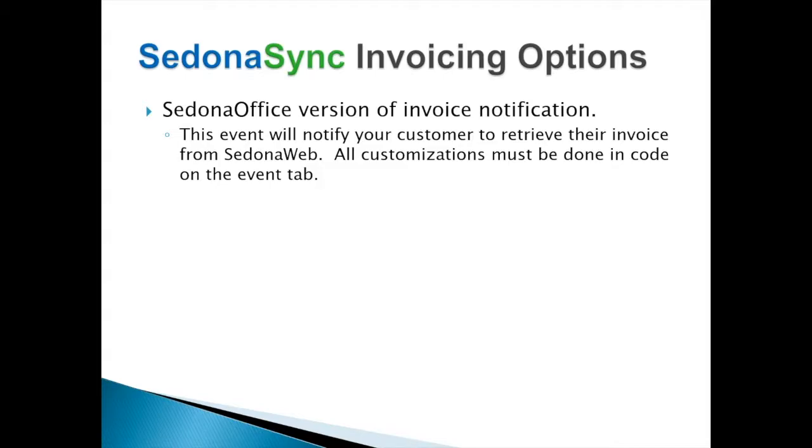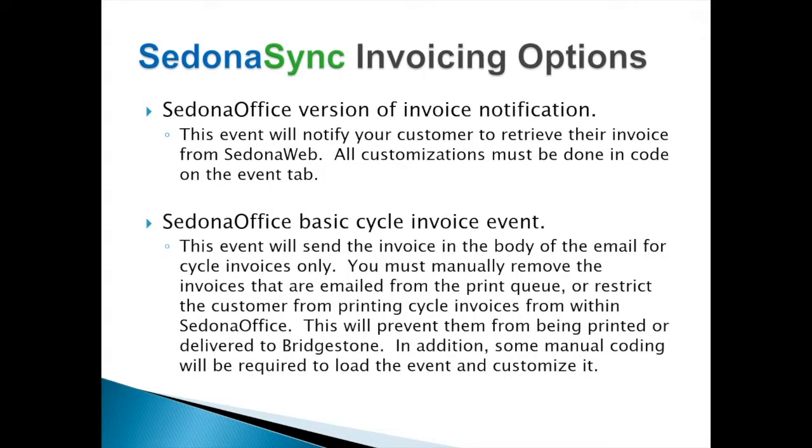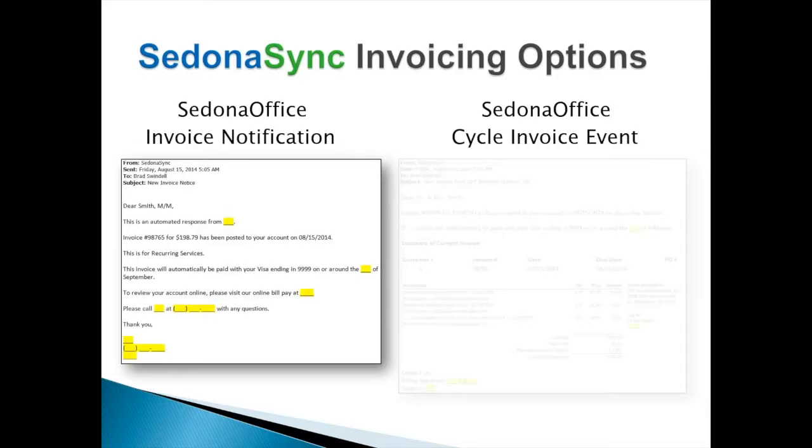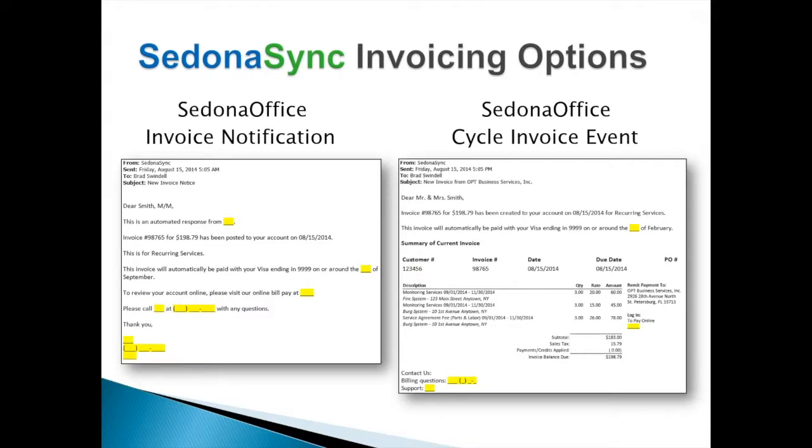The basic invoice notification, which allows you to just notify the customer there is an invoice available in their Sedona web. And then the other one is their basic cycle notification. But keep in mind that the cycle notification is just that. It's not a replacement for email invoicing because it doesn't remove it from any of the queues. It just notifies the customer that they have an invoice with some basic details. This is an example of those notifications. And both of those notifications are going to still require you to set up some custom HTML, and customize it to look the way you want to have it delivered.